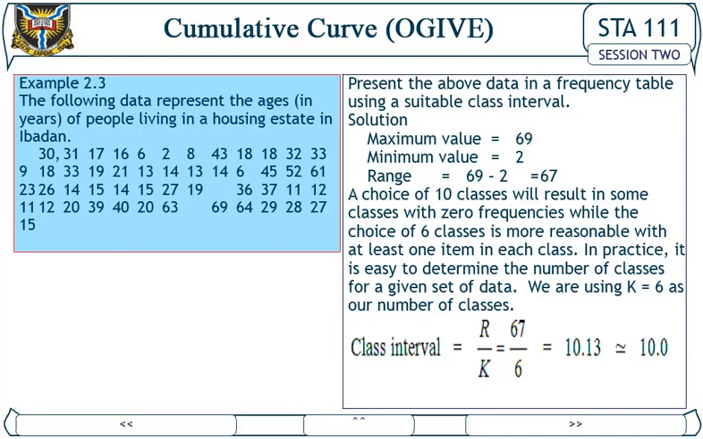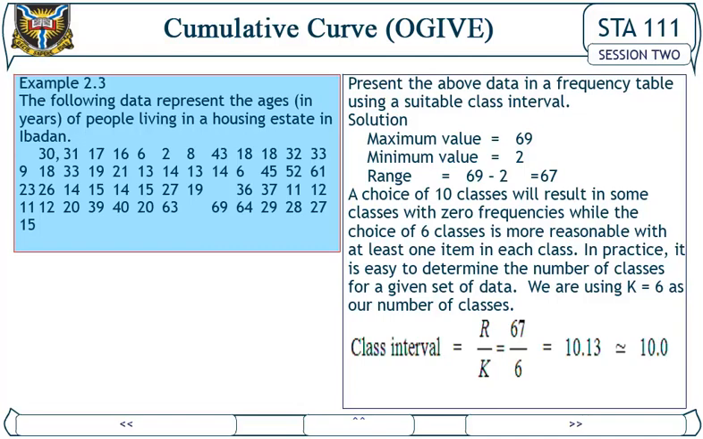Example 2.3. The following data represent the ages in years of people living in a housing estate in Ibadan. Present the above data in a frequency table using a suitable class interval.